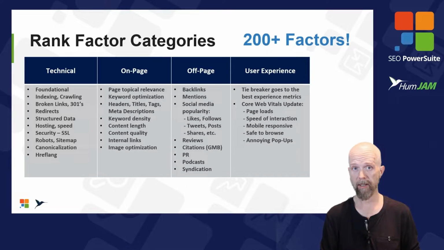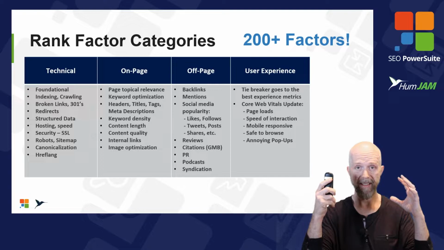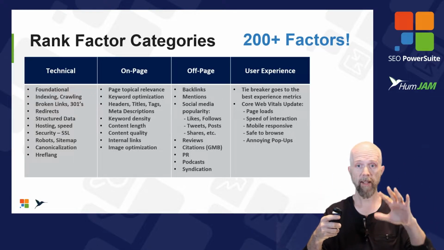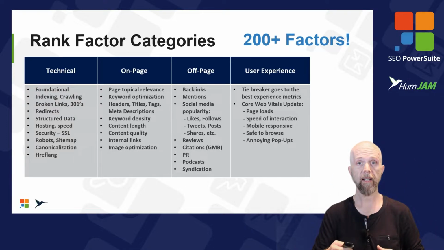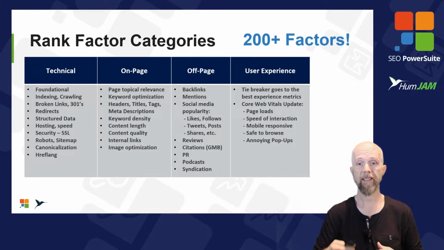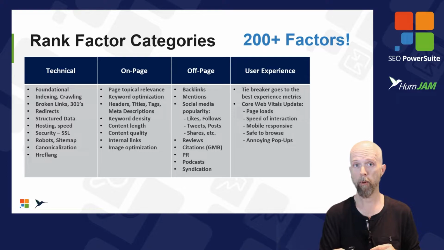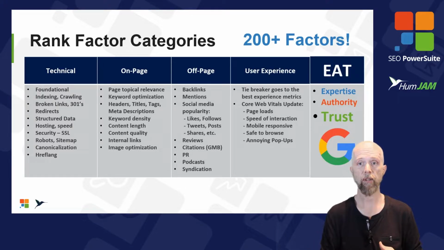And user experience. Now, user experience is basically anything that is working on technical and off page. If it's got great experience, that's where the tie goes to. It goes to the best experience, and something called Core Web Vitals is being utilized to determine whether there's enough speed, whether it's mobile responsive, safe to browse, and getting rid of any of those annoying pop-ups.